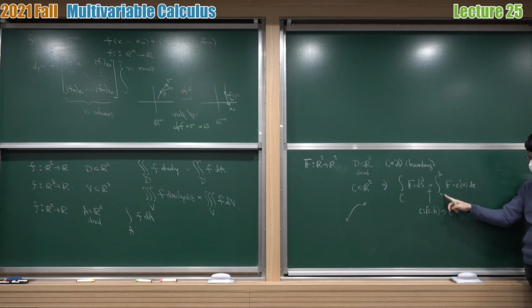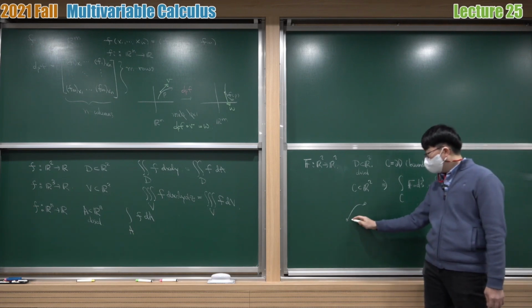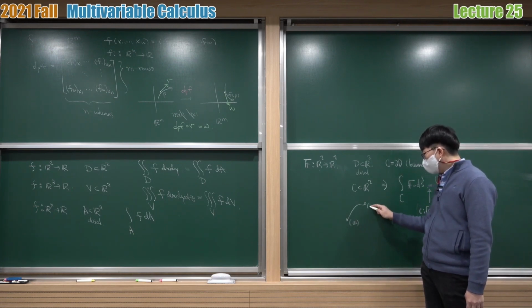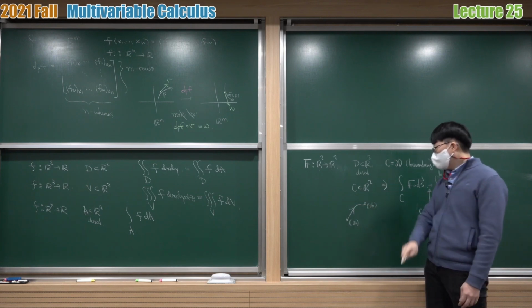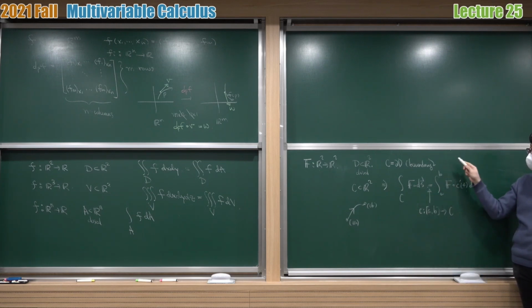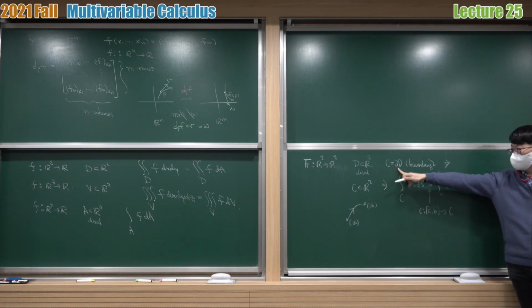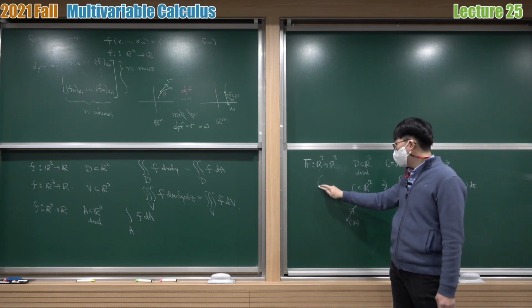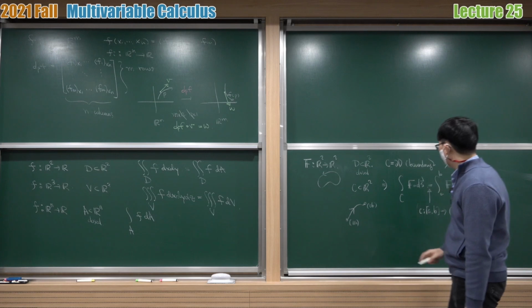Okay, so the parameter goes from A to B. This is when C of A, and this is when C of B. I'm computing how much work this vector field does from that point to that point. And in this case, since we are talking about the boundary of a closed region, this C is also a closed curve, something like this curve.